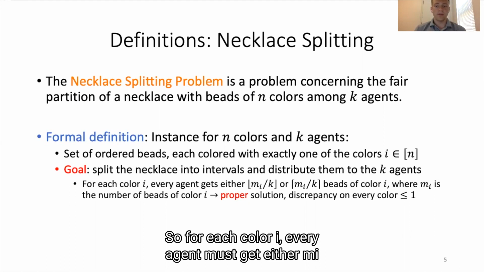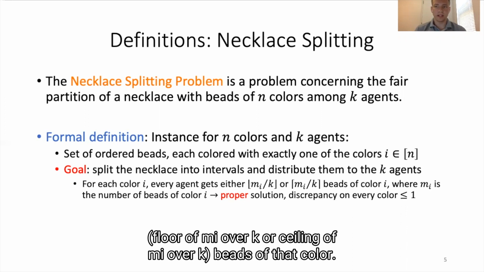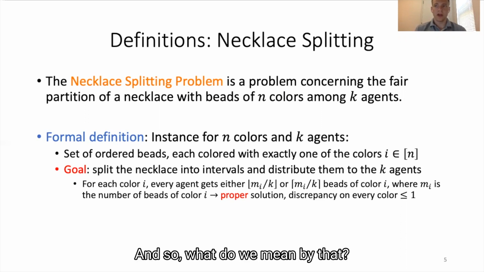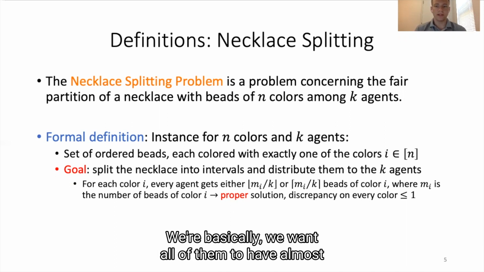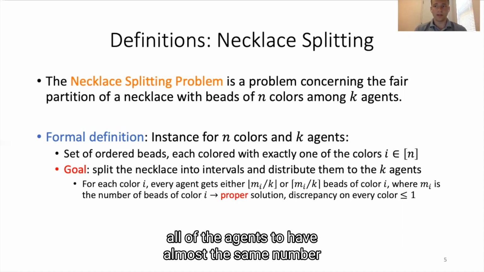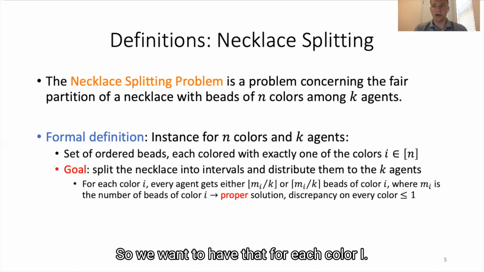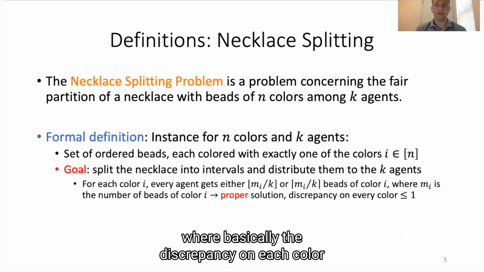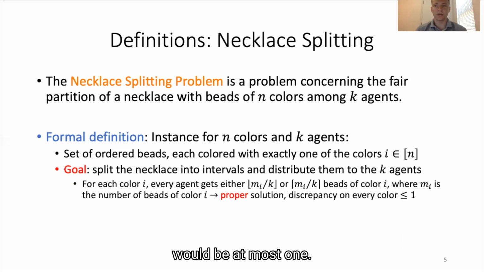For each color i, every agent must get either floor of m_i over k or ceiling of m_i over k beads of that color, where m_i is the number of beads of color i. What do we mean by that? Basically, we want all of the agents to have almost the same number of beads of a specific color, for each color i. We would call such a partition of the necklace a proper solution, where the discrepancy on each color would be at most 1.